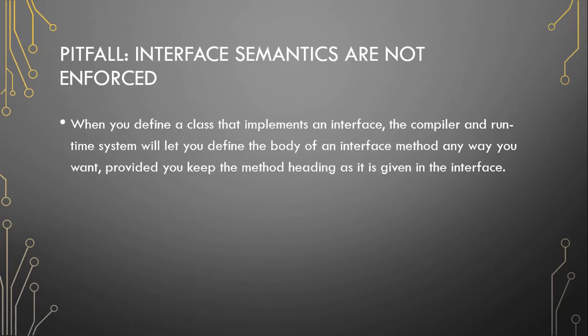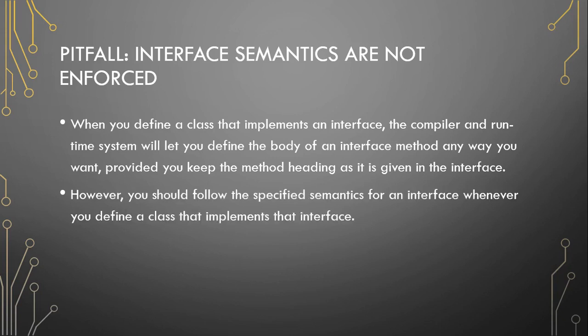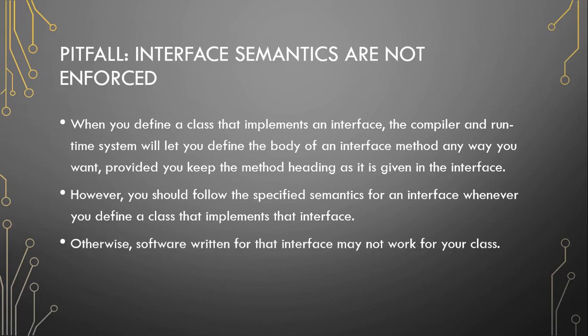So when you define a class that implements that interface, the compiler and runtime system will let you define the body of an interface method any way you want, provided you keep the method heading as it is given in the interface. However, you should follow the specified semantics for an interface whenever you define a class that implements that interface. Otherwise, any software written for the interface just may not work for your class.